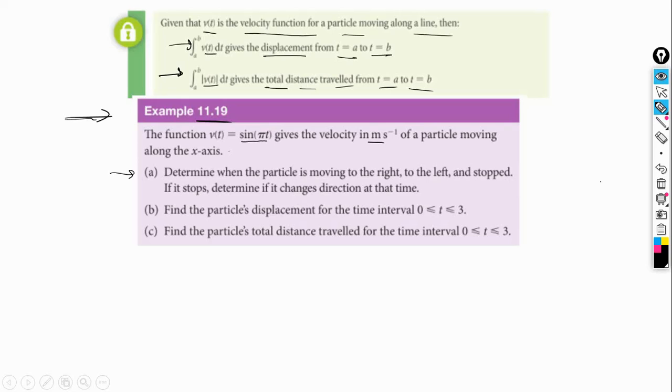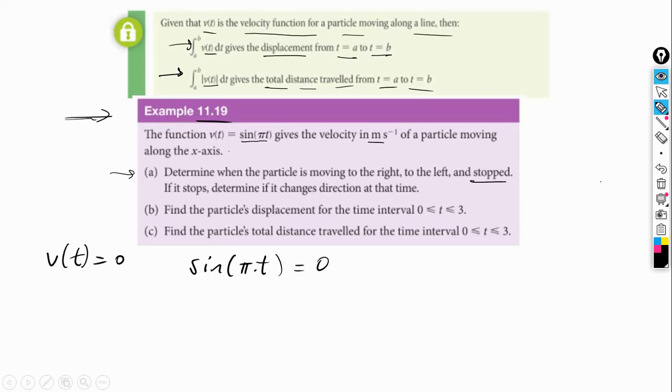Okay, so when we want to find out if a particle is stopped, the first thing we should do is solve the equation for when velocity is equal to 0. In other words, when is sine of pi times t equal to 0.